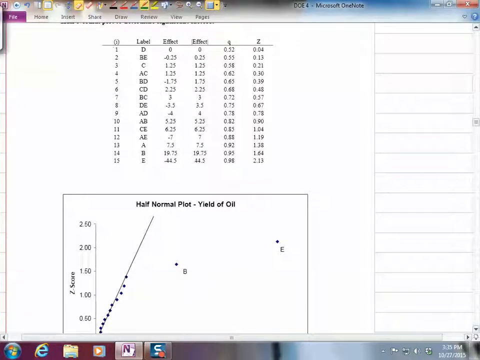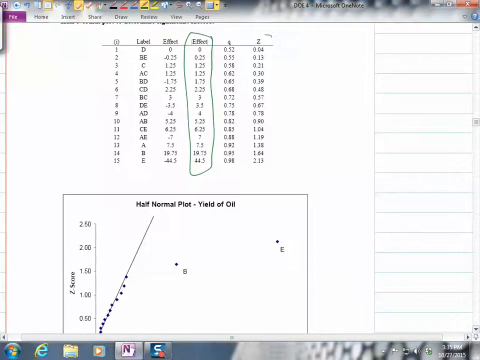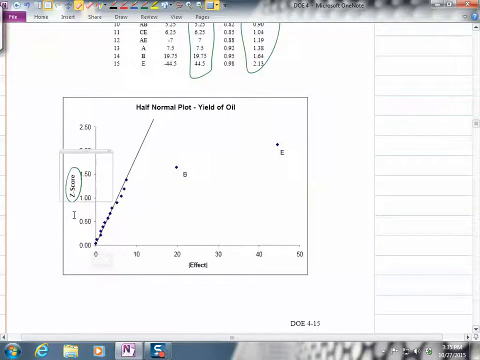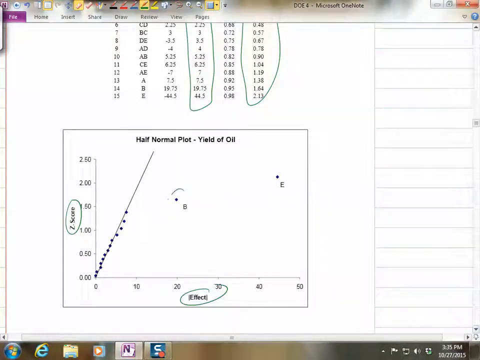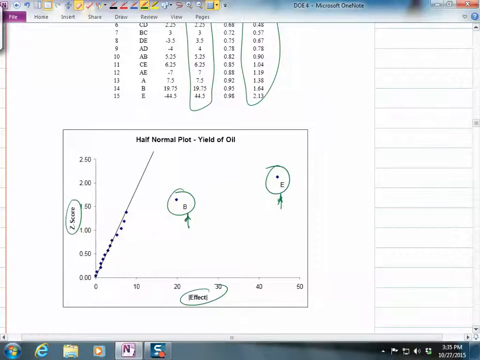So these are the absolute value of effects. These are the z-scores. You plot z-score by the absolute value of effects, so thus it's a half normal plot. And we draw our line, find two outliers. And the conclusion would be the main effect of B and the main effect of E are doing something. Everything else is just white noise.